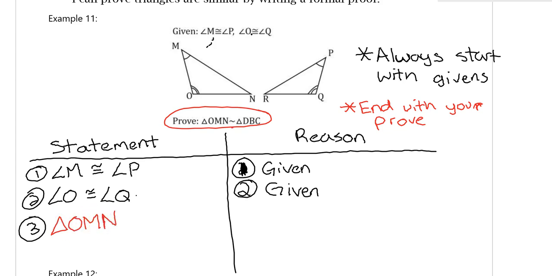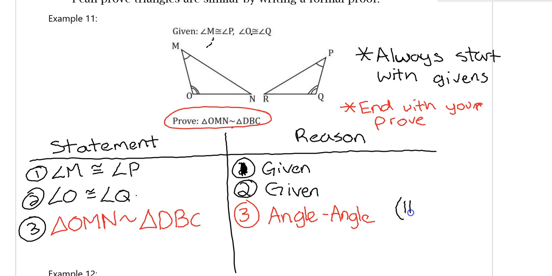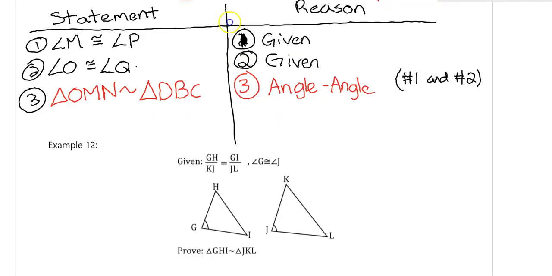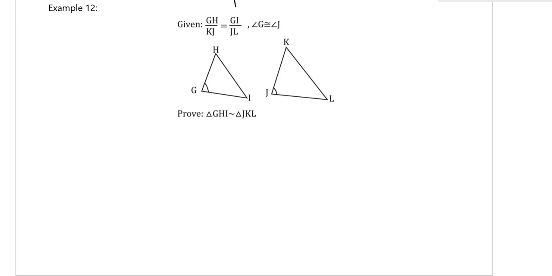So I have two angles, so I can show that triangle OMN is similar to triangle DBC. How do I know that they're similar? Because of angle. It's the angle type of similarity. One thing that I like to do to help out is note that this came from number 1 and number 2. Number 1 was my first angle, number 2 was my second angle. And that's it.